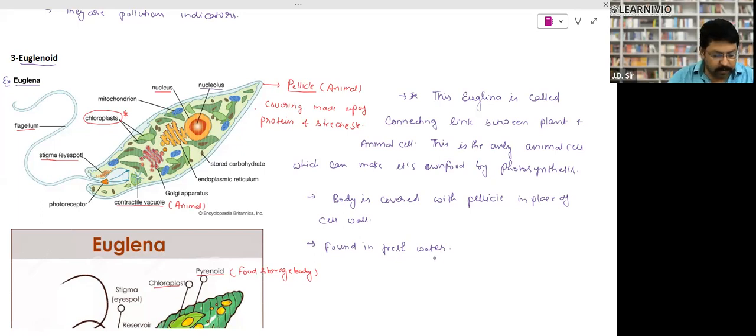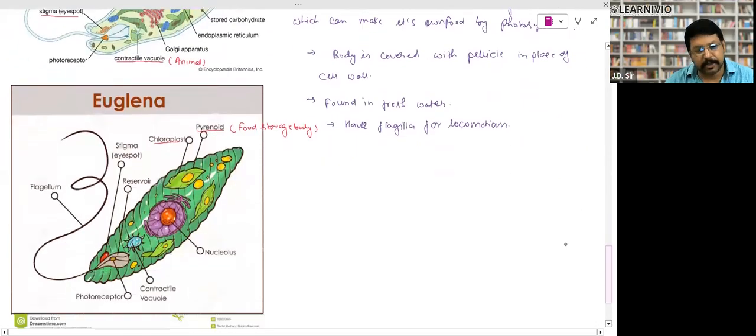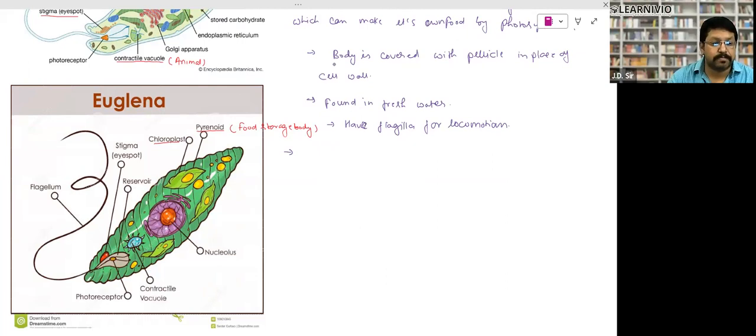Okay. What is the next thing? They have flagella for locomotion. Guys, if you have any confusion at any point, you can ask me. Never hesitate to ask any simple question or about any simple concept or term. Always clear it right now. They have a single nucleus. Some of them have two nuclei.